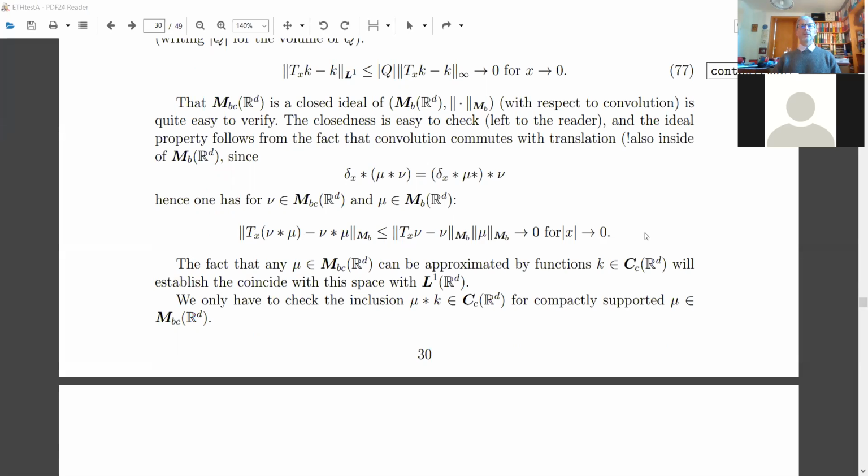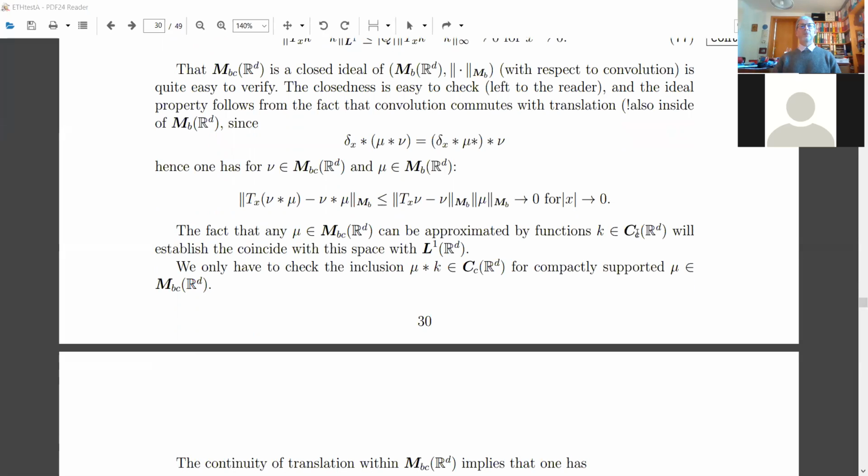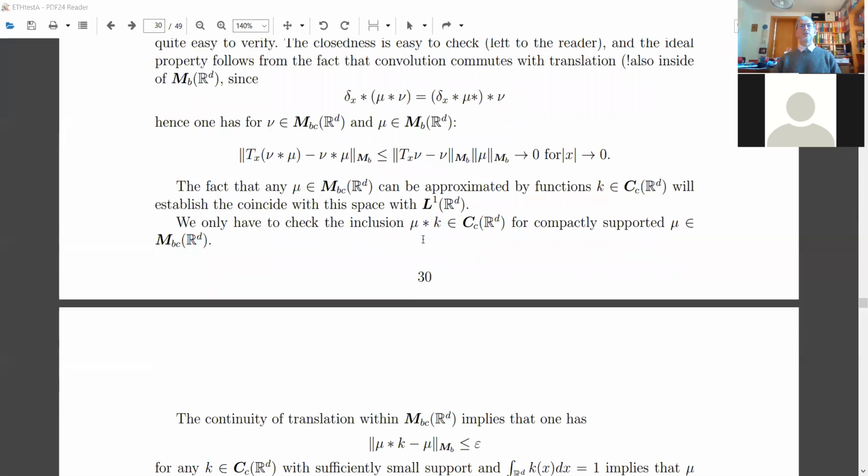The final step is maybe the most interesting, which I keep short at this moment. And that's the variant that we have to reduce our considerations to the convolution product. So what we will show is that if you convolve mu with k, then you're getting continuous functions with compact support, and by taking limits, you're still in L1. So any measure, because of the ideal property, will go into L1 by the convolution.